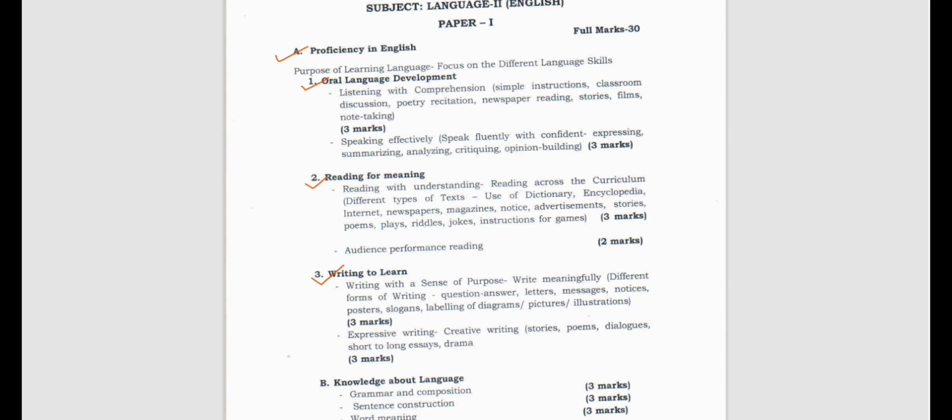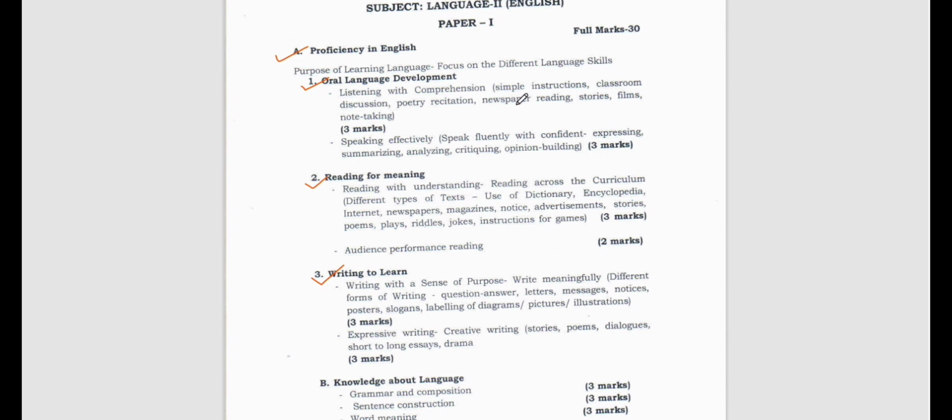So how is oral language developed? Listening with comprehension, simple instructions, classroom discussions, poetry recitations, newspaper reading, stories, films, note taking. All these will help in the development of oral language. What is comprehension? You already know what comprehension is. Even in this language 2 English paper, you will get a comprehension passage. Comprehension means they will give you a story or a narration, and based on that narration you have to answer the questions given at the end of this particular story or comprehension. You have to do it accordingly.